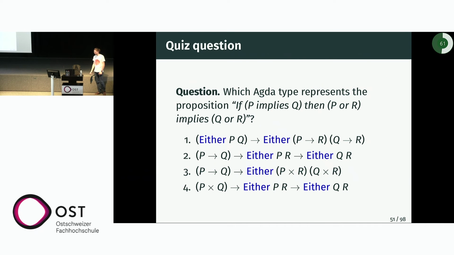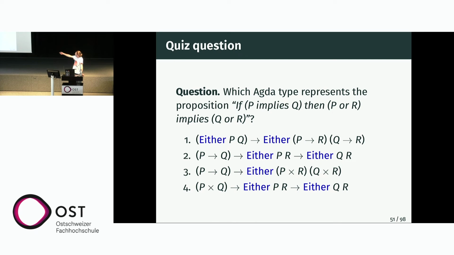Okay, let's have another quiz question. So suppose I'm given the proposition: if P implies Q, then P or R implies Q or R. I think that's a valid proposition. So the question is, how do we state that in Agda? Suppose we want to prove this. Who thinks this is the first one? Who thinks this is the second one? This is the third one. Oh, and the fourth one. Okay, you're much smarter than my students in Delft.